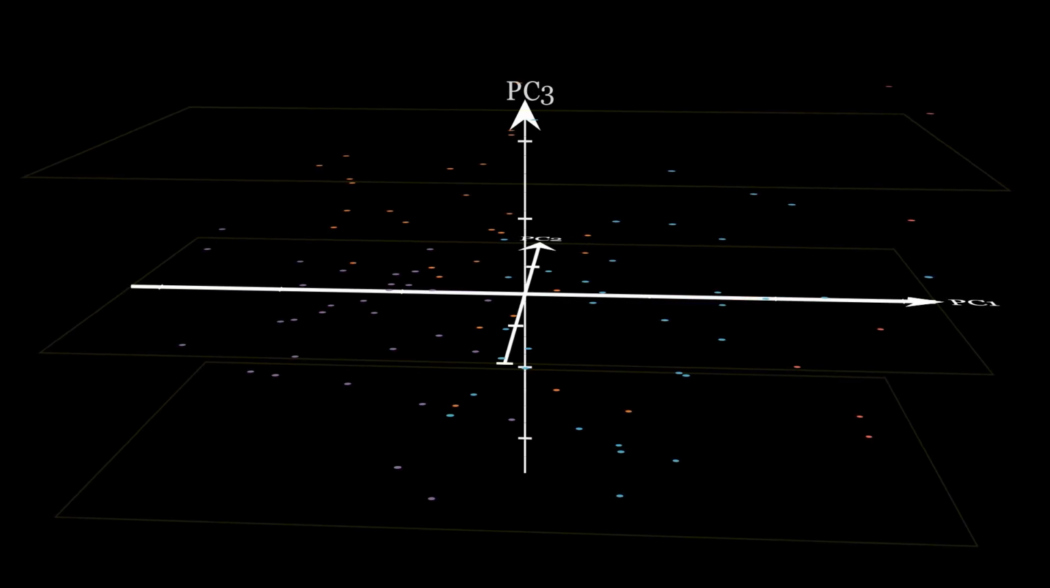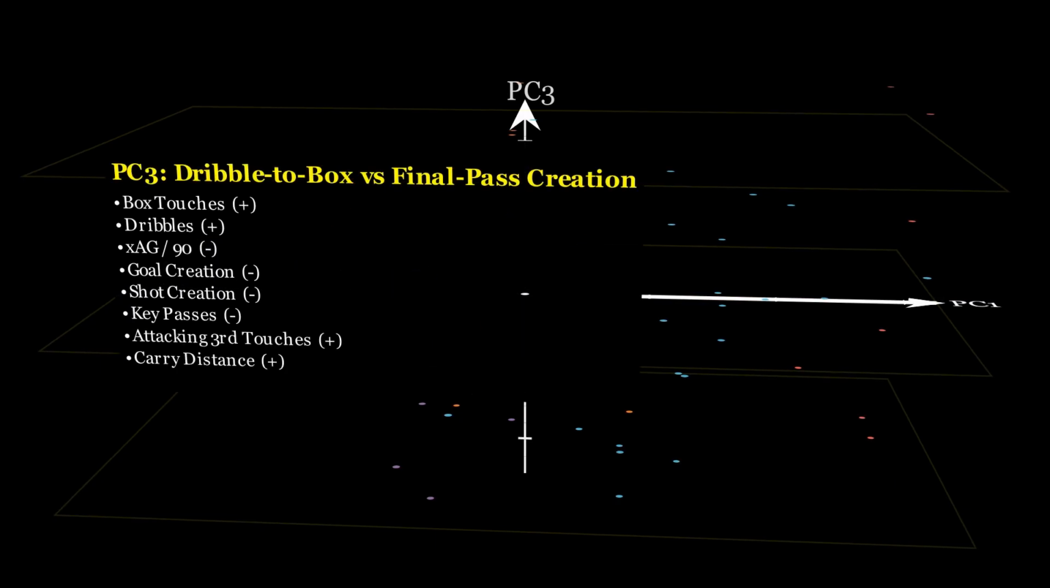Now, if we look at the PC3 loadings, or weights, it makes this component quite interpretable. On the positive side of PC3, the biggest weights are box touches, dribbles attempted, attacking third touches, and carry distance. On the negative side, the biggest weights are xAG, goal creating actions, shot creating actions, key passes, and crossing trends. So, an overall summary of PC3 would just be that it splits up dribble-to-box threats versus final ball creation type players.